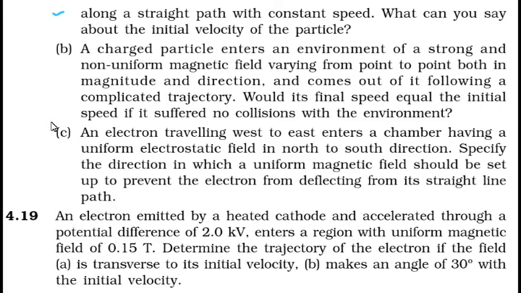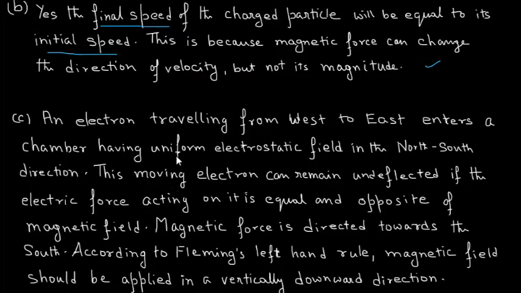So now part C. An electron travels west to east, enters a chamber having a uniform electrostatic field in north to south direction. Specify the direction in which a uniform magnetic field should be set up to prevent the electron from deflecting from its straight line path. Let us see the solution.